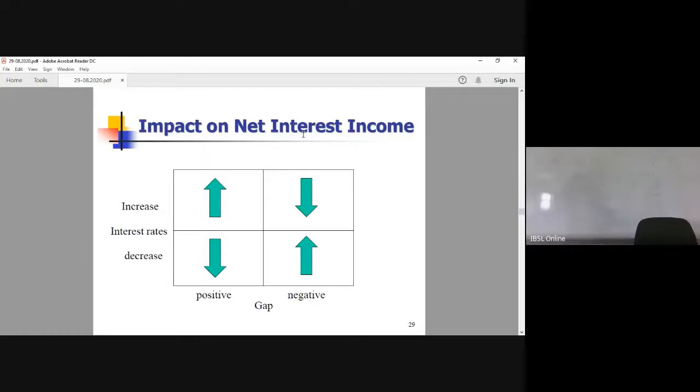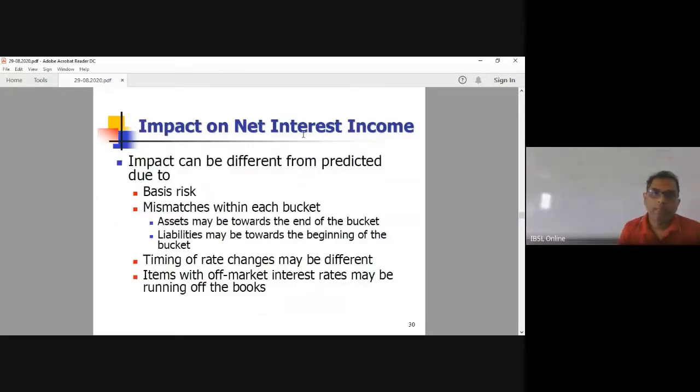So in other words, what I'm trying to say is a decrease in interest rates or an increase in interest rates, whatever it might be, does not have the same impact on NII across the board, because there are mismatches in each bucket. Assets might be towards the end of the bucket, liabilities might be towards the beginning of the bucket. It depends. So if 50 basis points is cut today, it doesn't mean that the yield curve will drop by the same value across the whole yield curve.